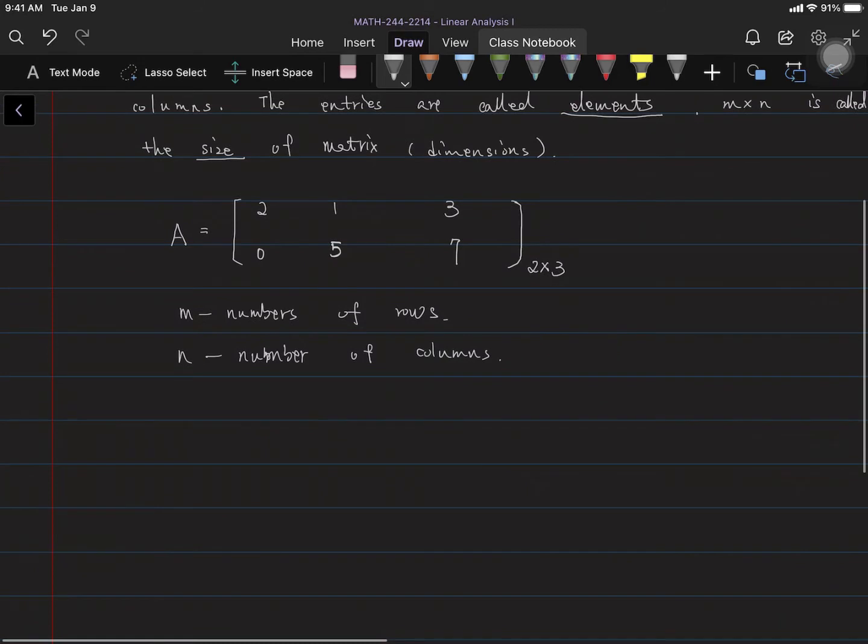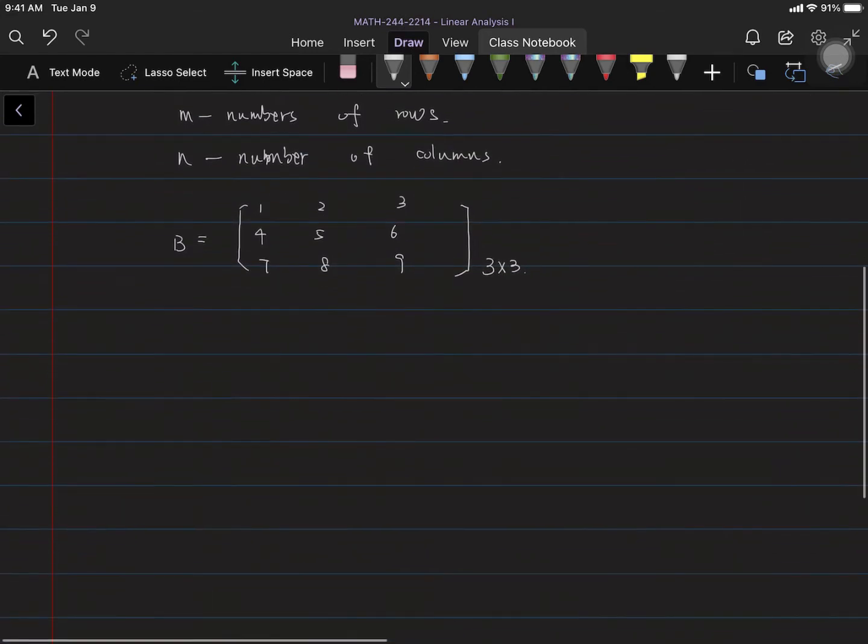Let's take a look at another matrix. Please tell what's the size of this matrix: 1, 2, 3, 4, 5, 6, 7, 8, 9. Let's take a look. Here we can see we have 3 rows and 3 columns. So the size of the matrix is 3 by 3, right?